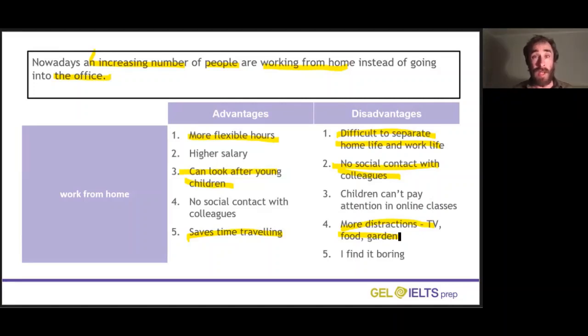Number 5, personally, I find it boring. This personal experience argument is not so strong. Our arguments should be global. They should apply generally, not specifically to you. So this is not such a good argument.